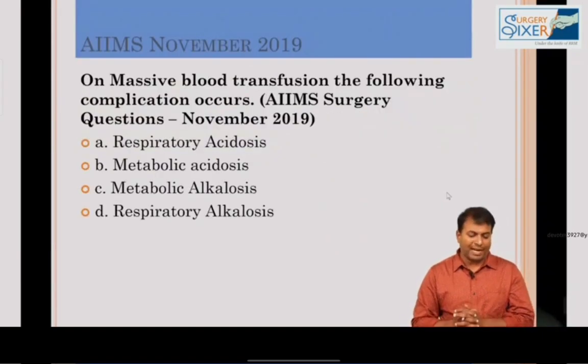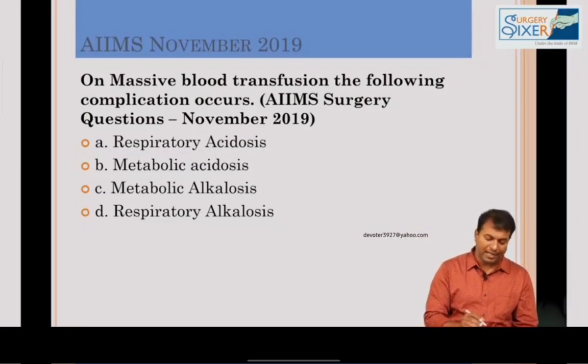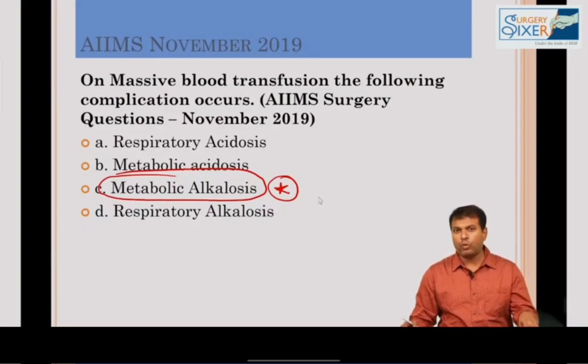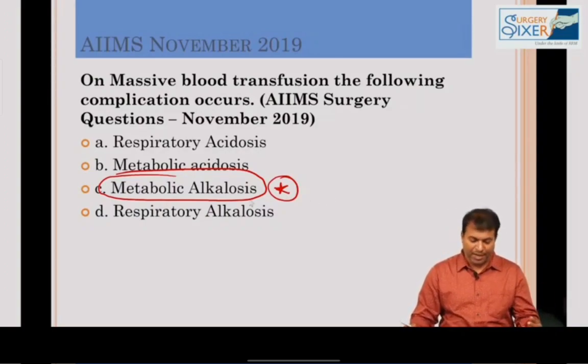On massive blood transfusion, the following complication occurs. This is a recent November 2019 question. Answer is metabolic alkalosis. Please don't forget this is a direct question from journals and articles. Metabolic alkalosis is due to conversion of the citrate in the blood to bicarbonate in the liver. So there will be more bicarbonate and there will be metabolic alkalosis.